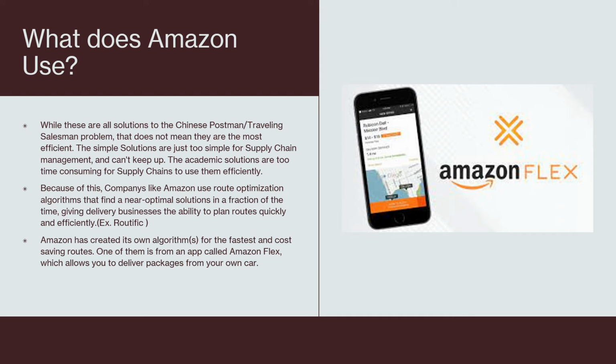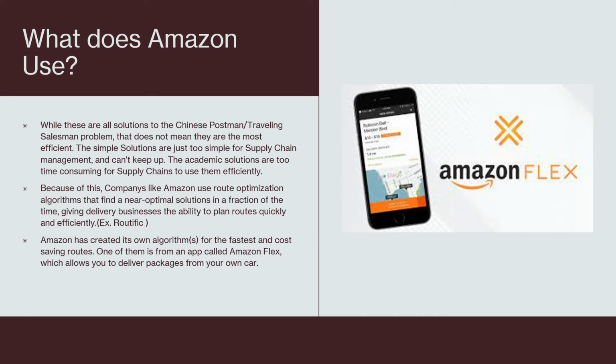While these are all solutions to the Chinese postman/traveling salesman problem, that does not mean that they are the most efficient. The simple solutions are just too simple for supply chain management and can't keep up. The academic solutions are too time-consuming for supply chains to use them efficiently. Because of this, companies like Amazon use route optimization algorithms that find near optimal solutions in a fraction of the time, giving delivery businesses the ability to plan routes quickly and efficiently.